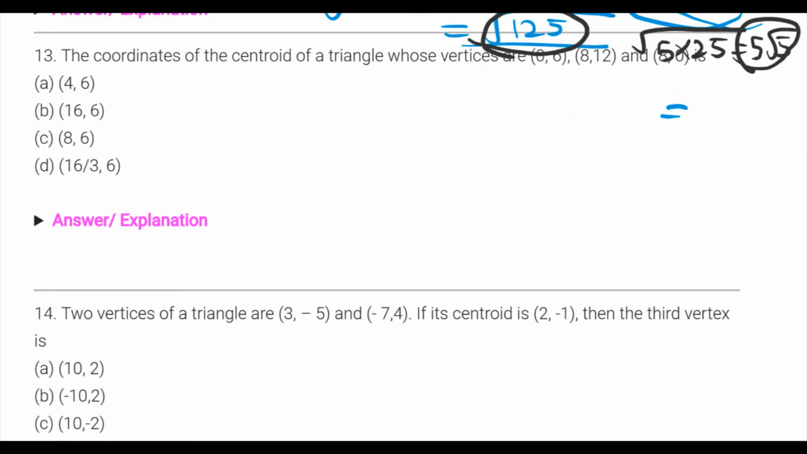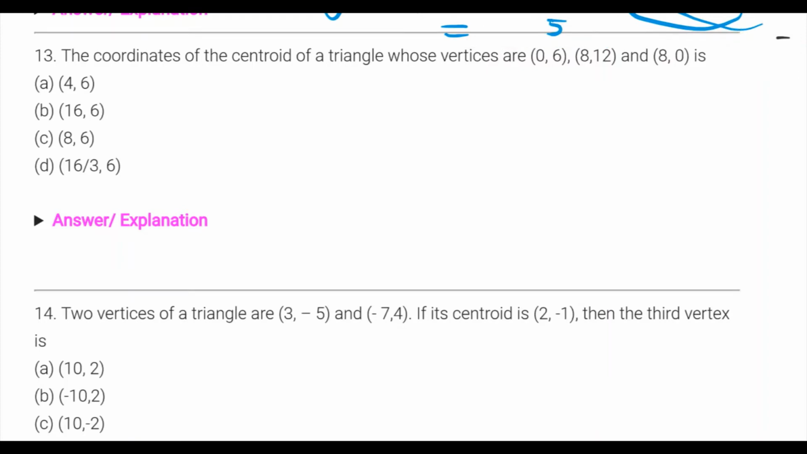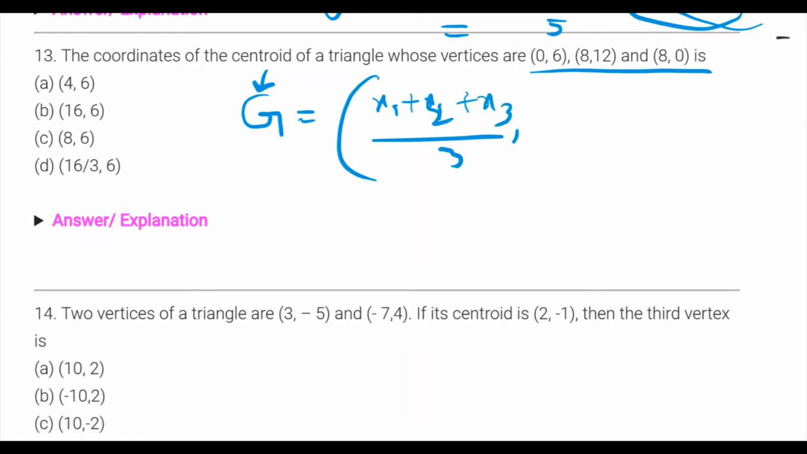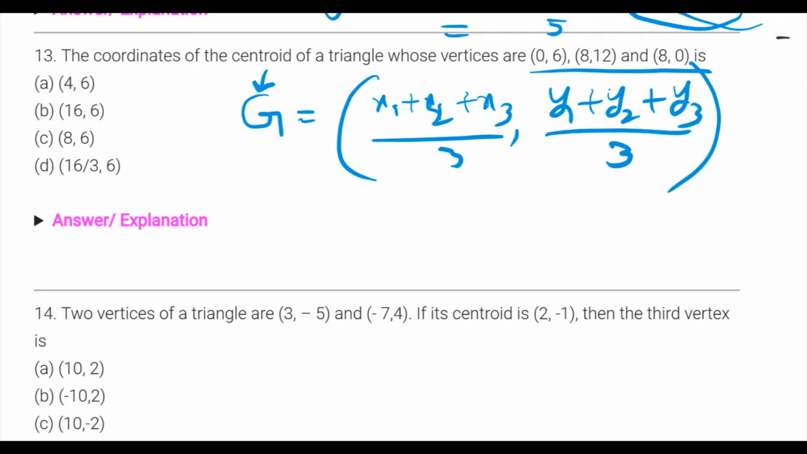The coordinates of the centroid of the triangle whose vertices are given by these 3 points is, the formula for centroid G, the centroid is denoted with letter G, is (x1 plus x2 plus x3) by 3, comma (y1 plus y2 plus y3) by 3. So this is the formula for the centroid of the triangle, that equals 0 plus 8 plus 8 is 16 by 3. 16 by 3, there is only one option here, which is option D.